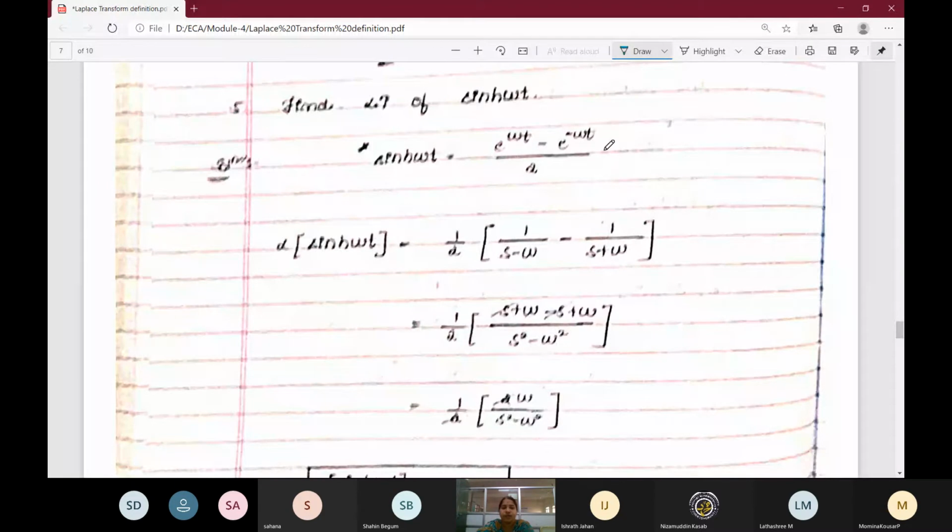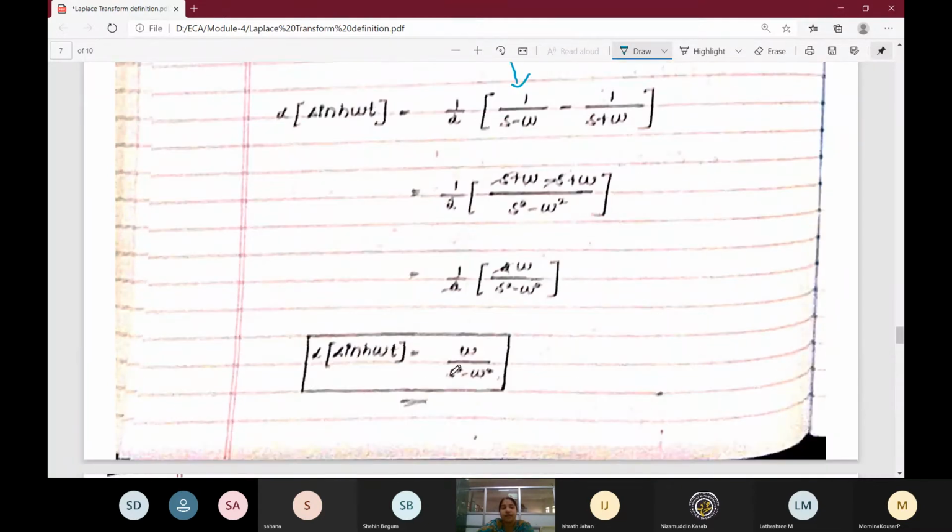Go with the same method. You have to remember the definition. For sine hyperbolic omega t, it is e power omega t minus e power minus omega t divided by 2. So for e power omega t, what will be the definition? It is 1 divided by s minus omega, and this is 1 divided by s plus omega. So the s terms will get cancelled. So the Laplace transform of sine hyperbolic omega t is omega divided by s square minus omega square.